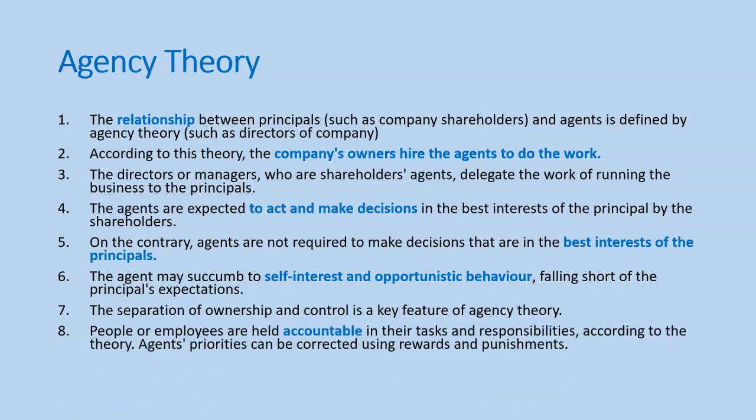People or employees are held accountable. Point of accountability. People or employees are held accountable for their tasks and responsibilities according to the theory. Agents' priorities can be corrected using rewards and punishments. So here we can say that whoever is performing must be accountable for his performance, for his act. And if he is positive, he will be rewarded. And if he is not positive and not taking care of the company's interest, he may be held accountable or punished.